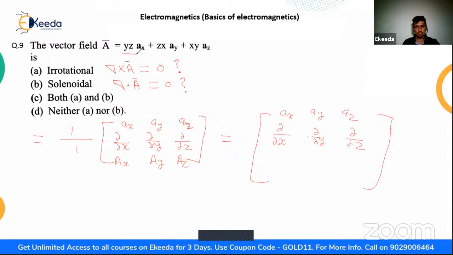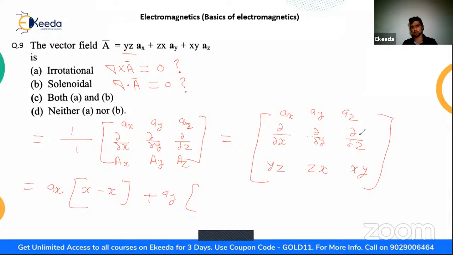What is Ax? This is Ax, yz, the component which is directed in the x direction, and the component which is directed in the y direction, Ay, this is zx, and this is xy. And you just need to solve it. What will be the first term? It will be simply differentiation of this with respect to y, so x will be constant, so the differentiation of y is 1, and then differentiation of this with respect to z, x will be treated as constant, differentiation of z will be 1, so it will be again x plus, or you can take minus, whatever convention you use.